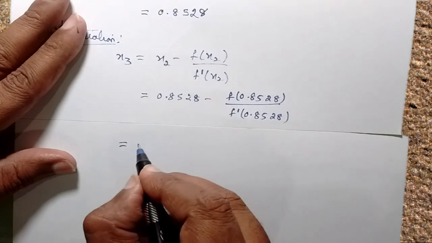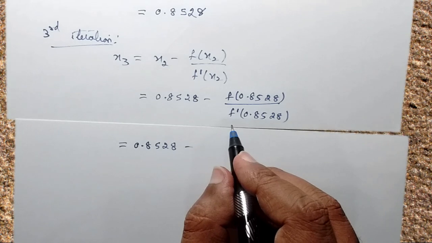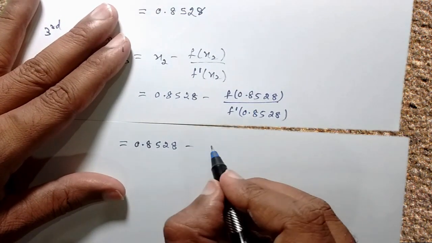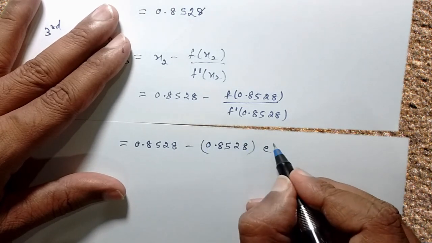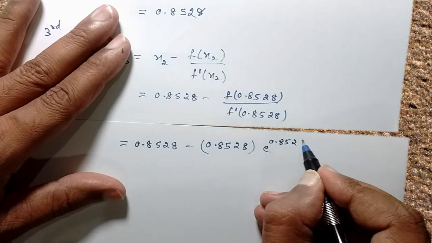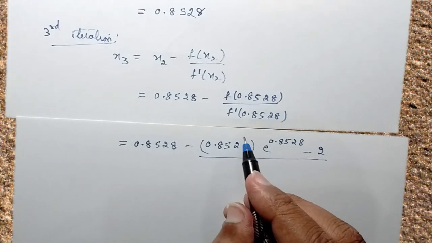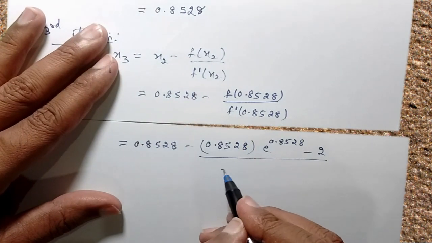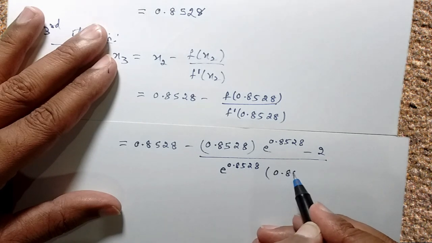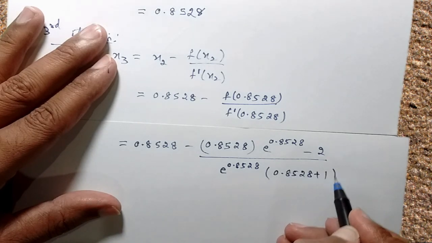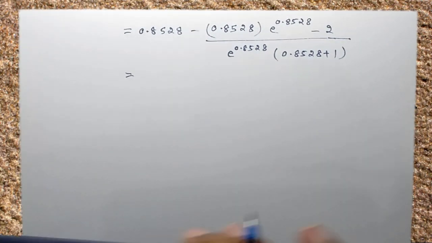Which will be equal to 0.8528 minus, what is the f of x value? x e power of x minus 2. In place of x you put 0.8528, x into e power of x, 0.8528 minus 2, whole divided by the denominator value, which is f dash. f dash is e power of x into x plus 1. So e power of 0.8528 into 0.8528 plus 1. Just try to simplify this expression.